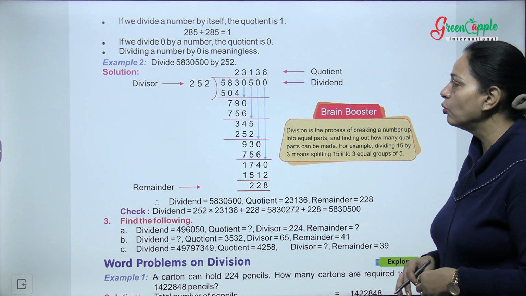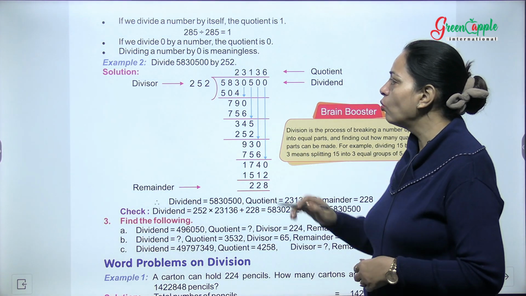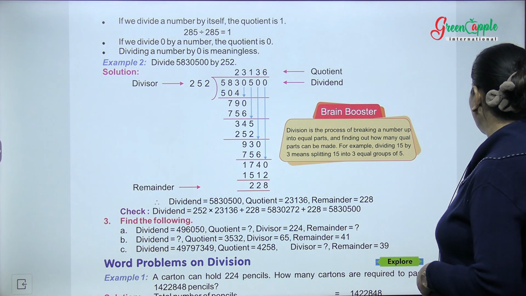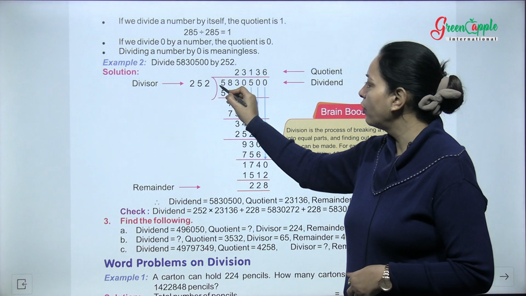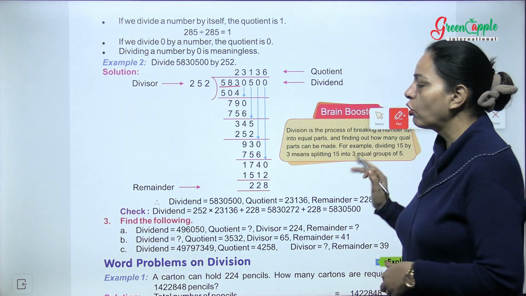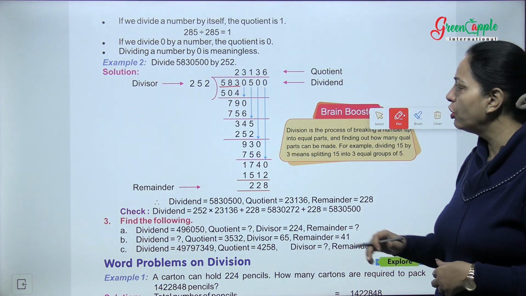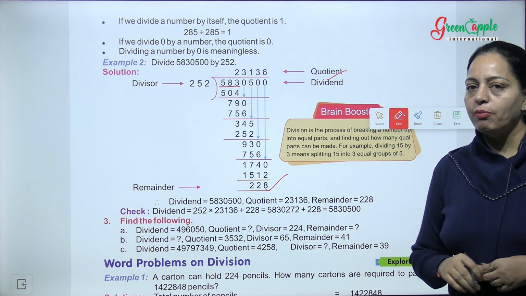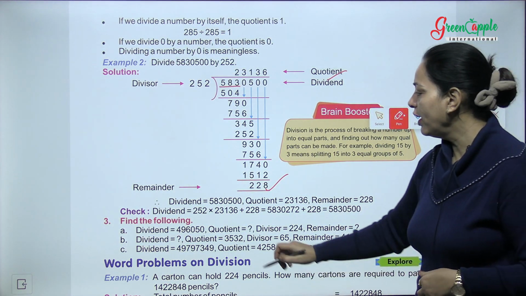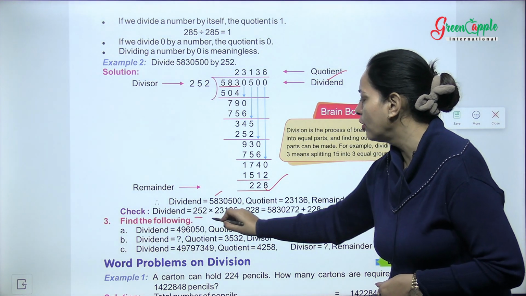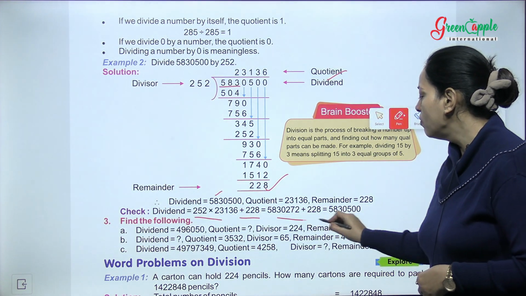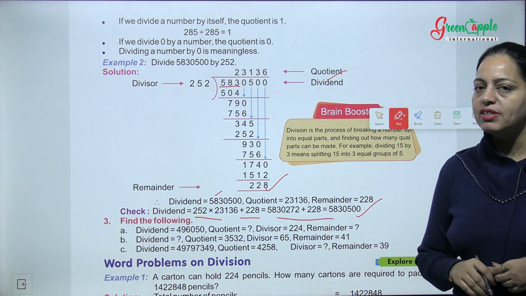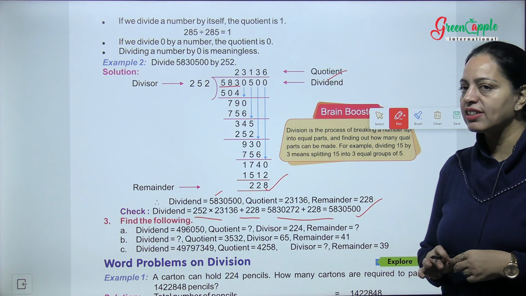Now example 2, divide this number by 252. So take the 3 digits of the dividend. Now recall the table of 252. So we are getting this quotient and this is the remainder. We can check: dividend equals divisor into quotient plus remainder. So we are getting the same dividend. It means this is correct.